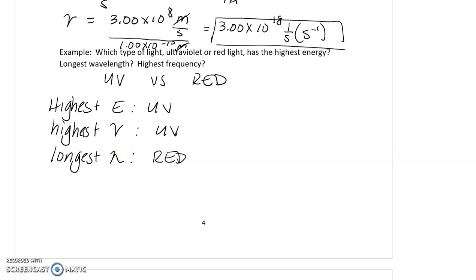So you'll see problems similar to these on your quizzes and on your homework and on an exam. So you have to be able to look at the problem and understand that relationship and be able to identify what has the highest energy, lowest energy, highest frequency, lowest frequency, longest wavelength, shortest wavelength.